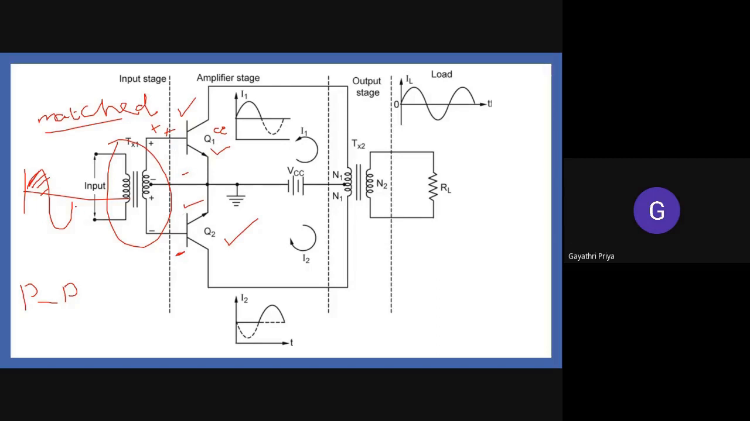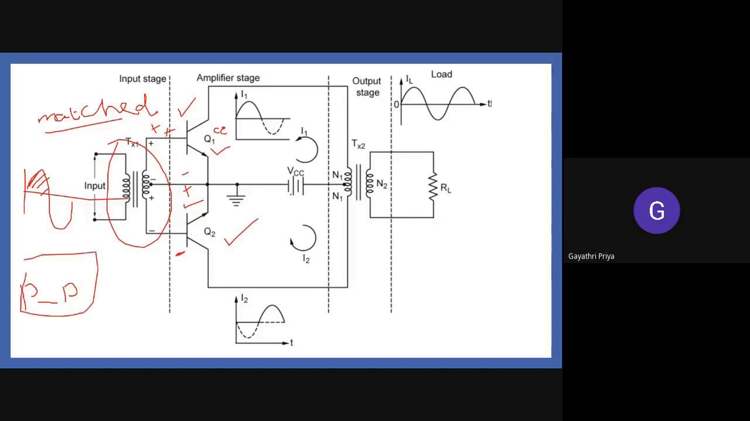Similarly, for the same input positive half cycle, in Q2, the emitter of Q2 will be positive and the base will be negative. Can you understand what I am saying? We have told both the transistors Q1 and Q2 are of identical characteristics. They are identical, only the terminals differ. For the first transistor, the emitter is negative, and for the second transistor, the emitter is positive. That is the only difference which makes this amplifier a push-pull network.